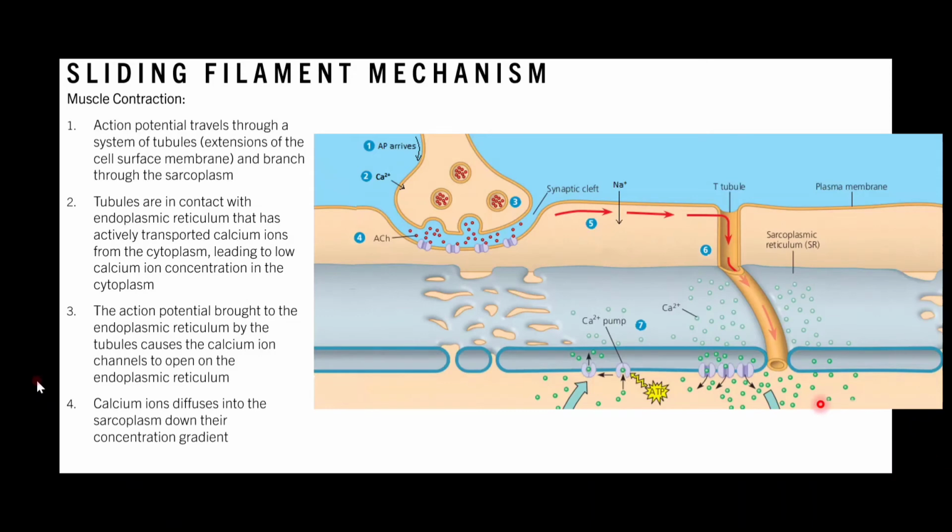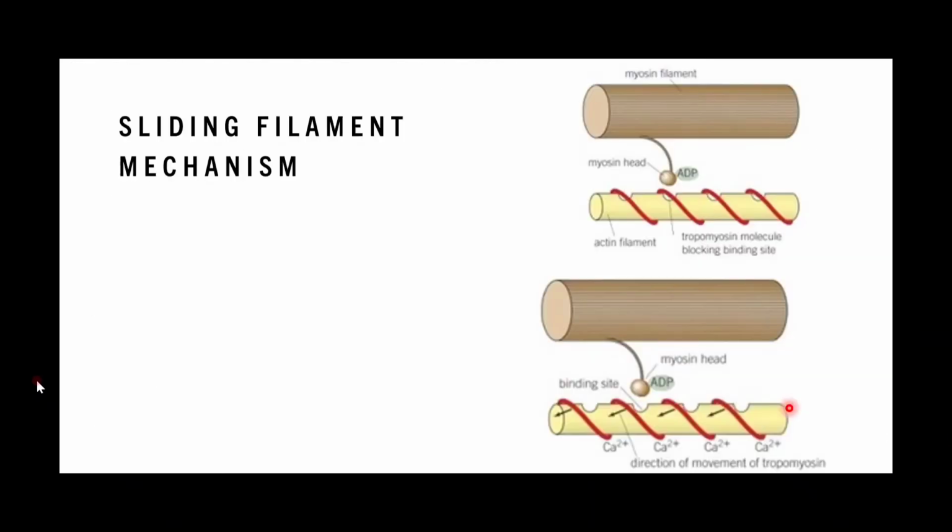And this is really important. So we've caused this depolarization of our muscle membrane, which has then traveled through our system of tubules to our sarcoplasmic reticulum, which then causes calcium ions to be released into the sarcoplasm. So now we're done with all of that, we're done with the nervous stimulation, and we have now released calcium ions into our sarcoplasm. Now we can get onto the actual sliding filament mechanism.